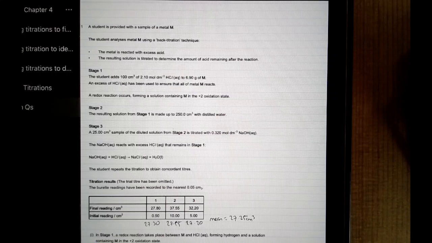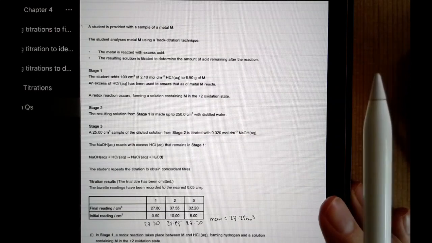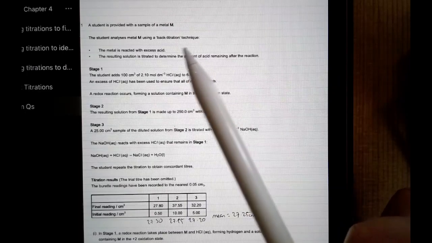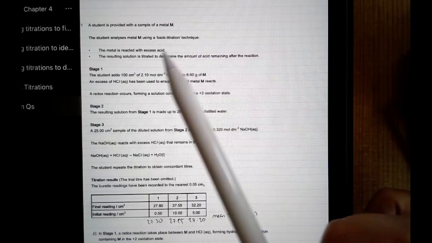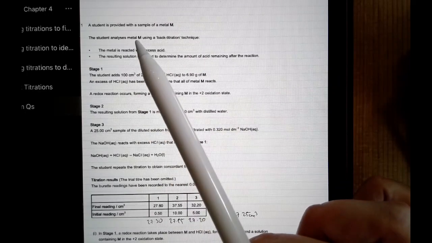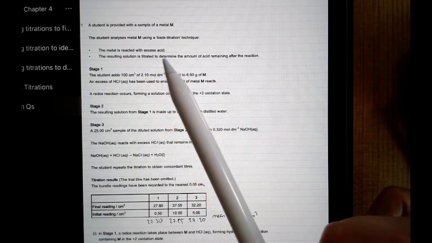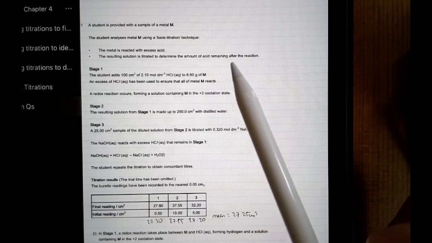All right, so the next question I'm going to go through is the back titration. The calculation itself for the back titration came up for 6 marks, but then there were other parts of this question as well. So it's quite a long question, all on titrations. And the question does give you some guidance. It explains how the back titration technique works. So you're trying to analyze this metal, and they react it with an excess of acid, and the resulting solution is then titrated to see how much is left over. So just like what we've seen before.